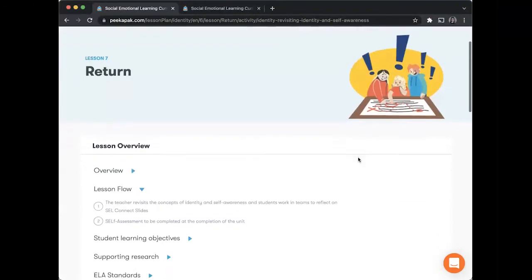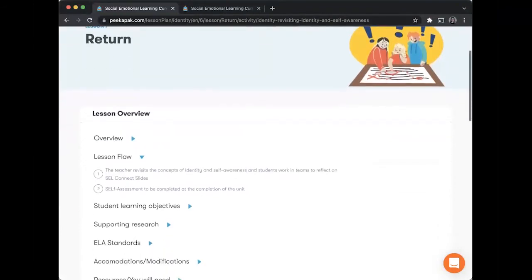And finally, lesson 7 is return. And this is such an important lesson because we don't want units to be thought of as just isolated to that one moment where we talk about them and then we go on to a new unit and we never talk about it again. So this is where we really bring in all the other skills and a lot of the CASEL competencies, and we talk about what the certain skill looks like in context with others.